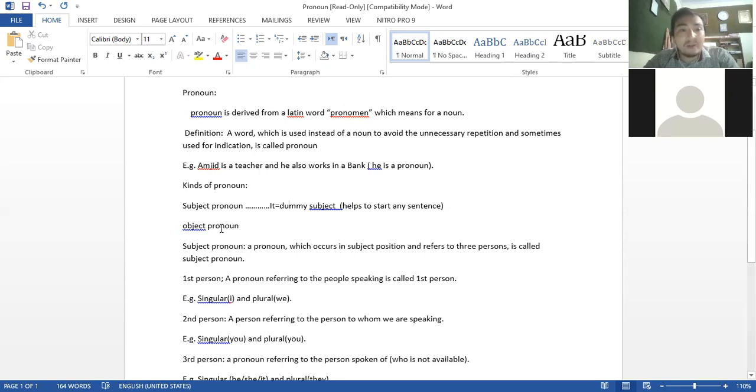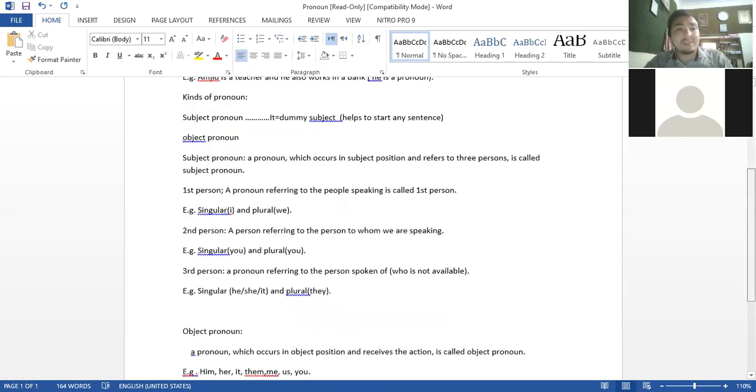Now, the kinds of pronoun: we'll discuss the subject and object at the moment. If you discuss the subject pronoun, what is a subject pronoun? Very easy. A subject pronoun occurs in the subject and refers to 3 persons. Or I would say the doer of an action, or the shower of state, or the shower of position is called a subject pronoun. It is not bound only to the action, the state, or the position; these 3 are bound to each other.